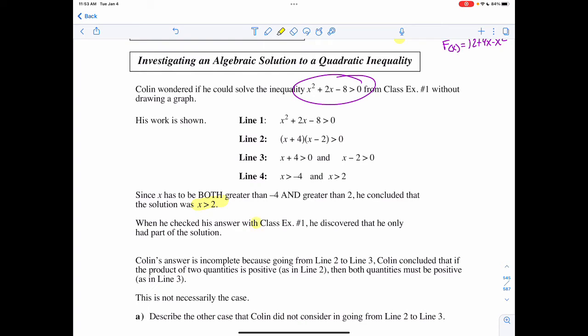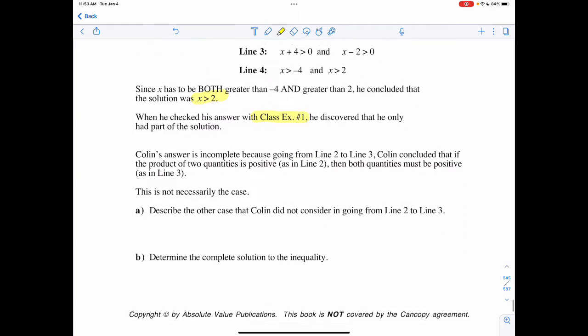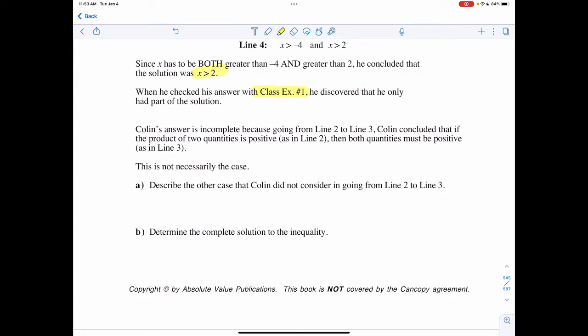But when I take a look at class example 1, this isn't my full solution. It doesn't cover all the possibilities. Colin's answer is incomplete going from line 2 to line 3 because he concluded that if the product of the two quantities is positive, then both of them have to be positive, but that's not true.